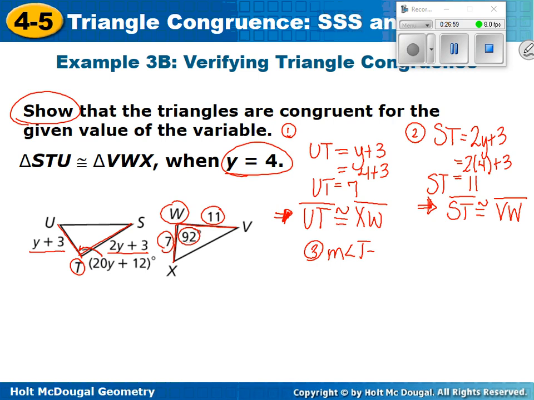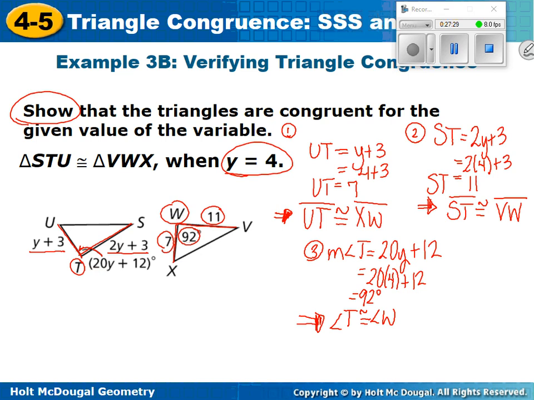Measure of angle T equals 20y plus 12. Plug in your value of 4. Show your work. What do you get when you do 20 times 4 plus 12? 92 degrees, which means which two angles are congruent? Angle T is congruent to angle W.